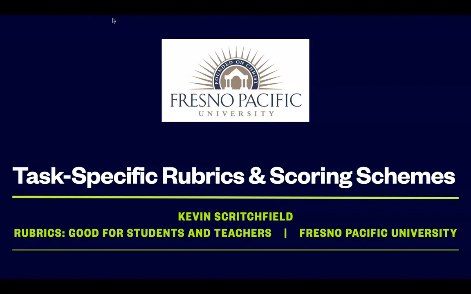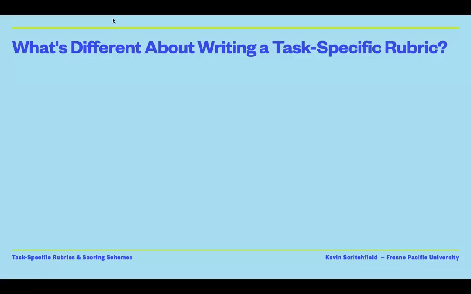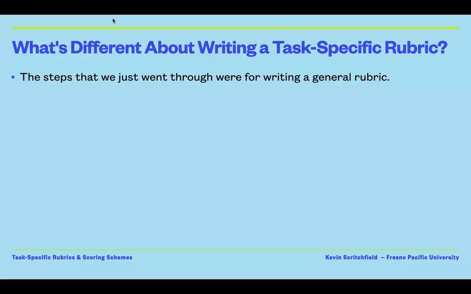In this video, we're going to be looking at task-specific rubrics and scoring schemes. What we need to look at here is how these types of rubrics are different from what we've been talking about so far in the course. The steps that we just went through, mainly in the last two sections, were specifically for writing a general rubric. And we need to talk about other kinds of rubrics.